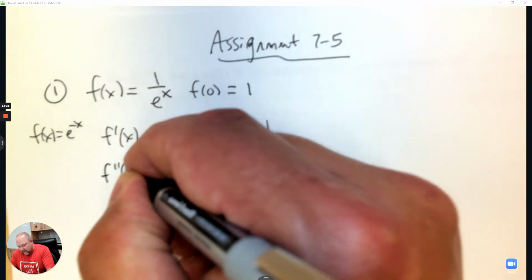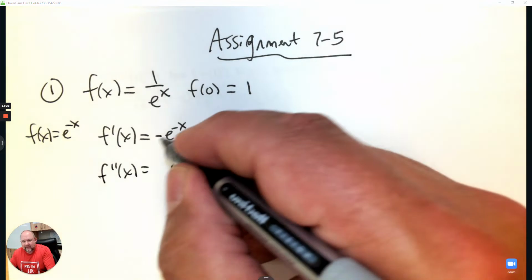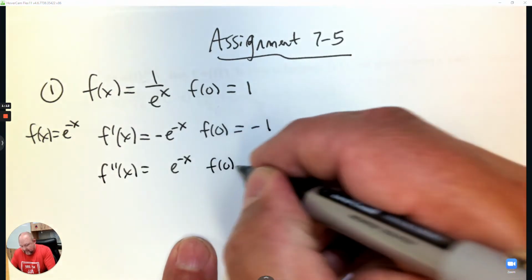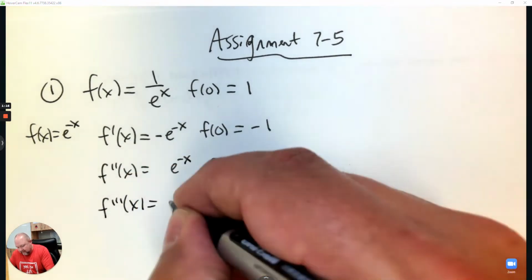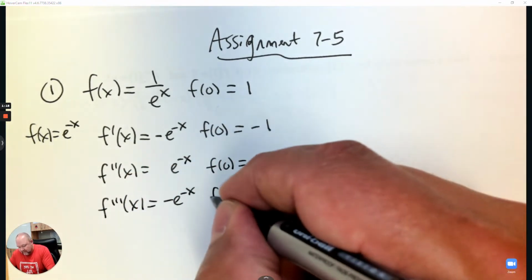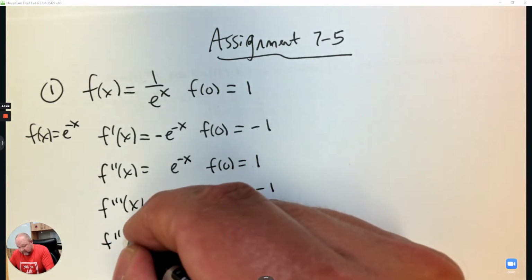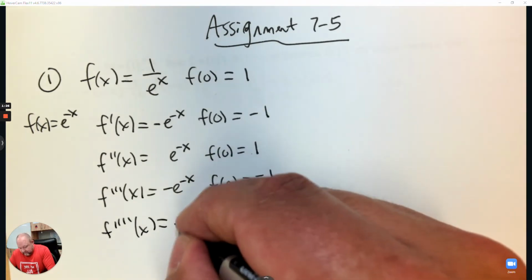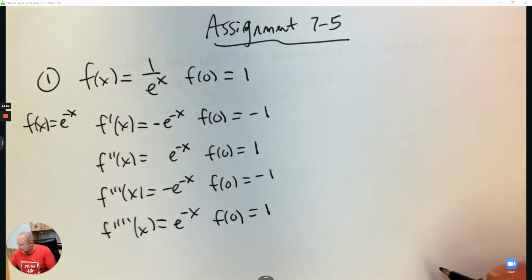When I do the second derivative, it's e to the negative x, and a negative times a negative makes it positive. Plug in 0, and you can see there's a pattern happening here where it's going to alternate. So take the derivative again, plug in 0, take the derivative to the 4th, because that's what it said. And you can see it alternates between positive 1 and negative 1.